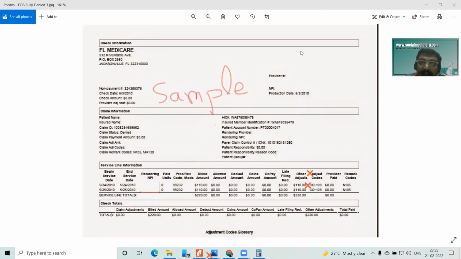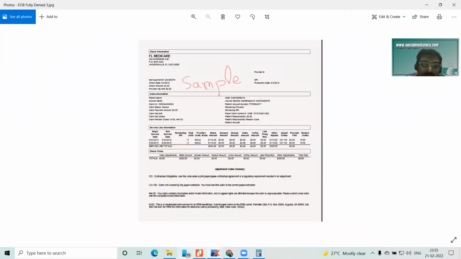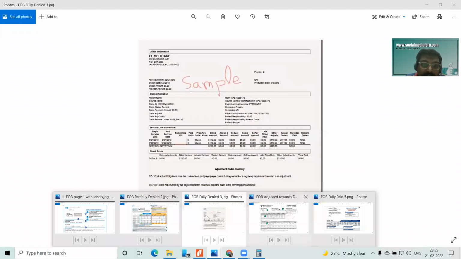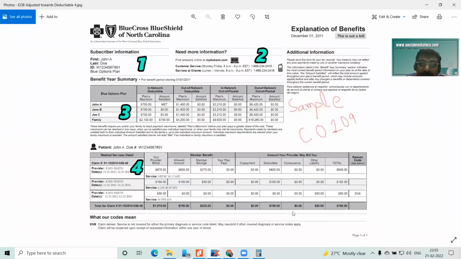Then you have to clear. So you have to take the fourth one. So this is also another sample for the same denial code CO101, but it's here given as EOB.